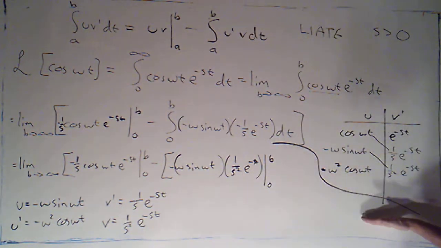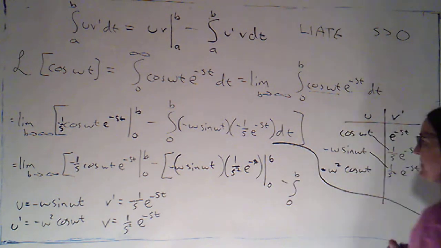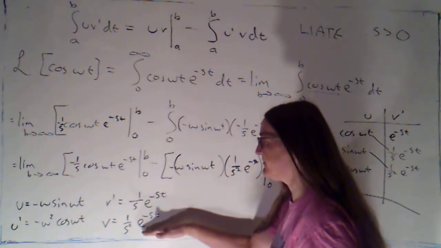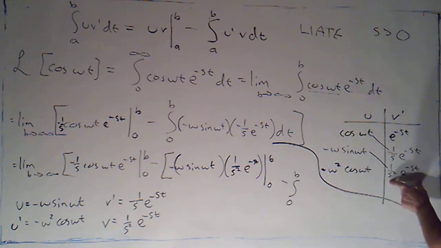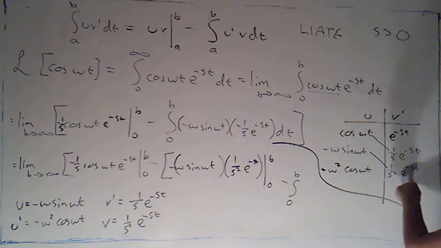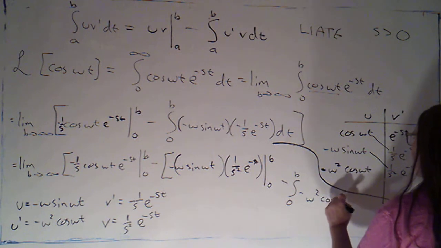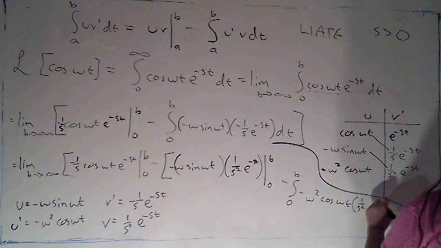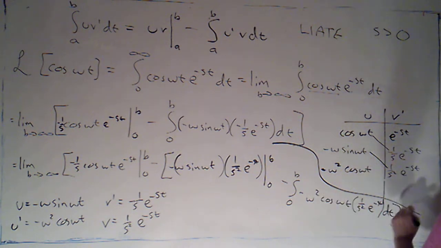I'm going to just sort of write at a diagonal here, minus the integral from 0 to b of my new u prime times v. But notice this is my new u prime and this is my new v. So what I'm integrating now is just the product that's in this third row. So negative omega squared cosine omega t times 1 over s squared e to the negative st dt.